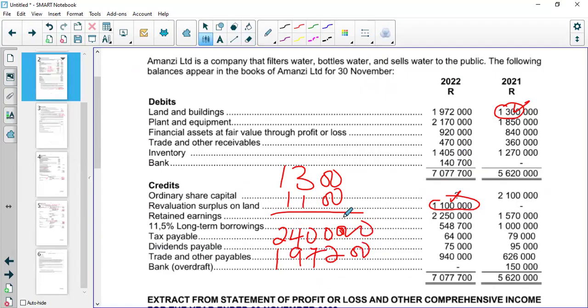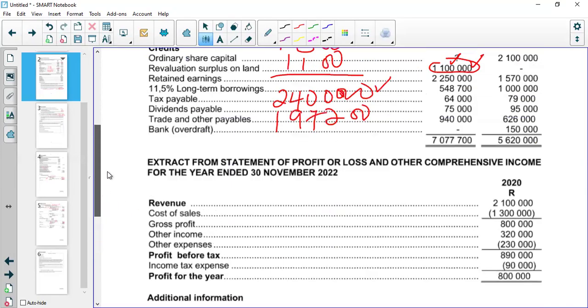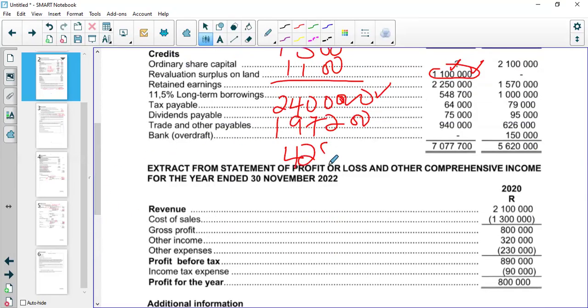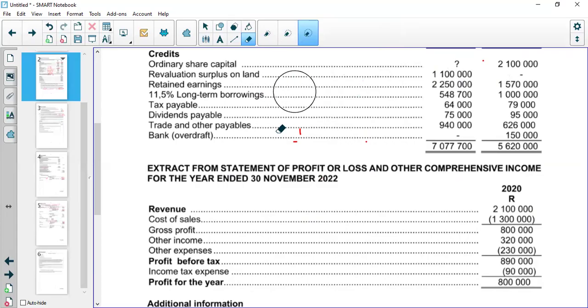So we're going to say 2,400 less 1,972. So we see the portion that was sold is 428,000, because we're using logic to say if we started with 1.3 and we add 1.1 more, we should be here. But why are we here at 1,972? We are told a portion of the land was sold. So the portion sold is the difference, 428,000. You can use the general ledgers as well. But the same applies to equipment. We use the same logic.